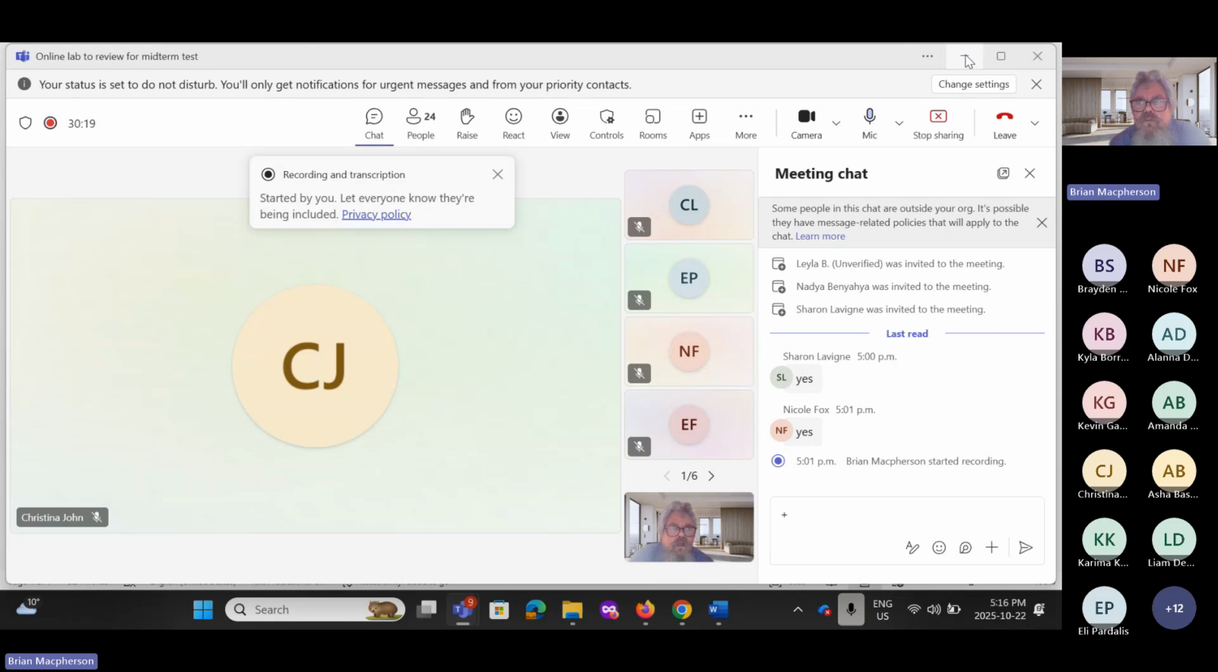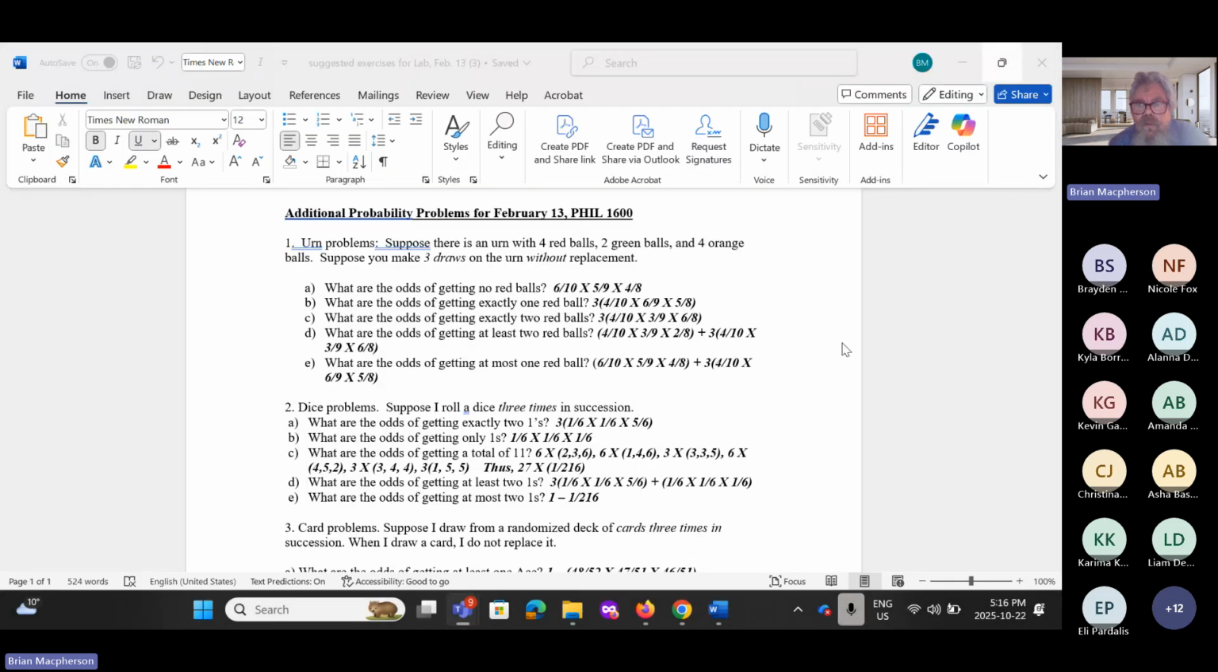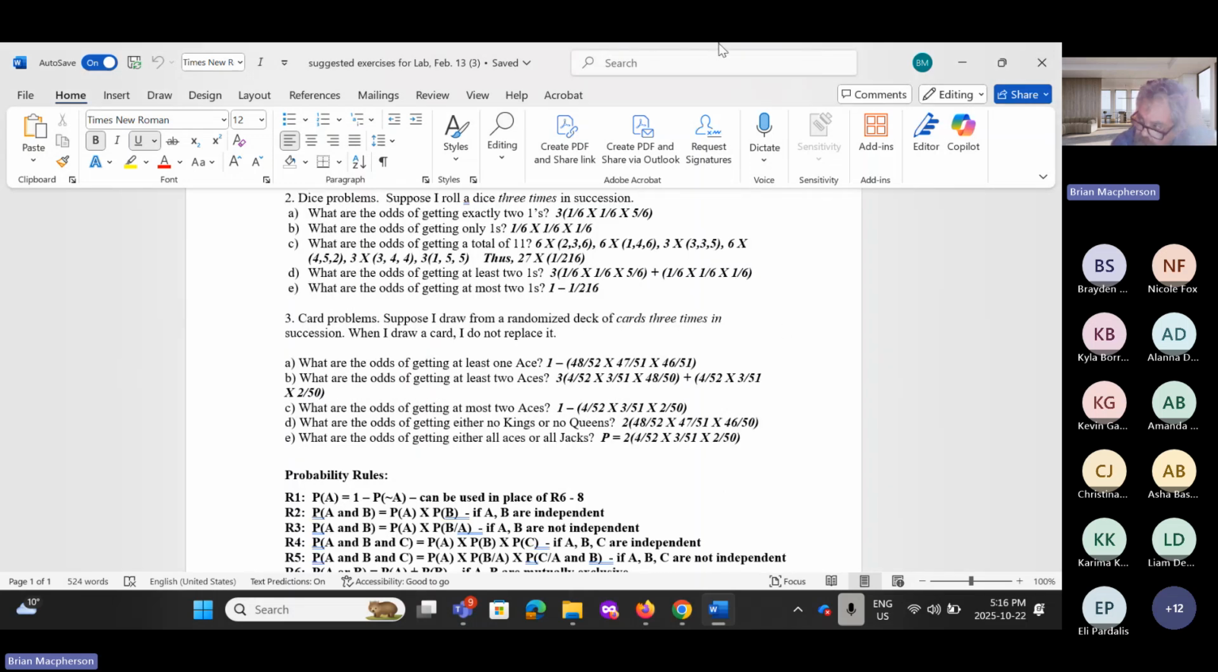Okay, so let's then go back to the probability problems. So now we have number 3, the card problems. Again, for those of you that joined a little bit later, that's all you have to do for the probability problems. You don't need to calculate the exact values. I just want to make sure that you know how to use the rules, right?